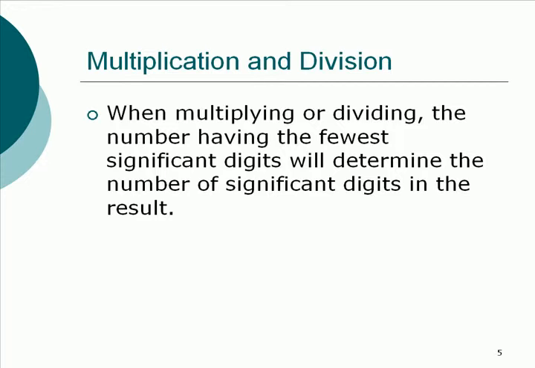The factor or number within our multiplication or division that has the fewest number of significant digits determines the number of significant digits in the result. Their location doesn't matter in multiplication and division. All that matters is how many of them you have.